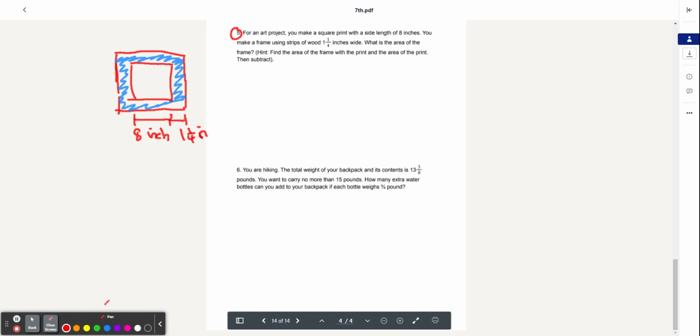In order to do that, we first need to find the area of the whole thing, the frame and the print. Then we need to find the area of the print and subtract that amount from the total area. So let's do that. So since this is 8 inches and the width of the frame is 1 1/4 inches, that means also this part is 1 1/4 inches. And if you add all those values together, you get 10 1/2 inches for each side.